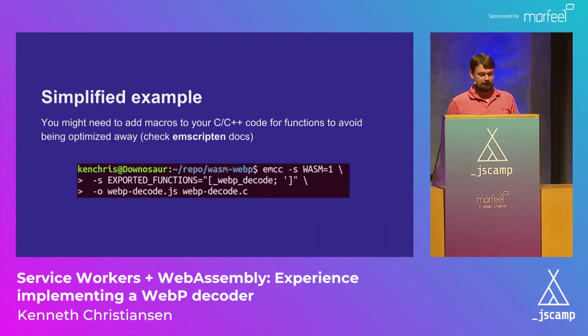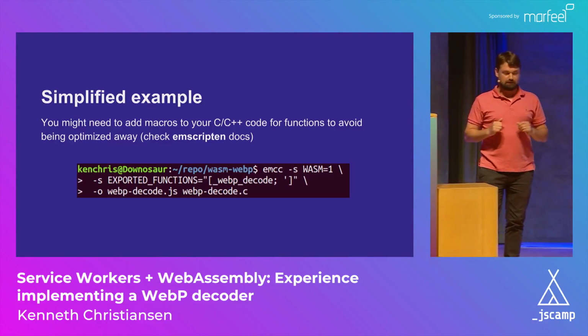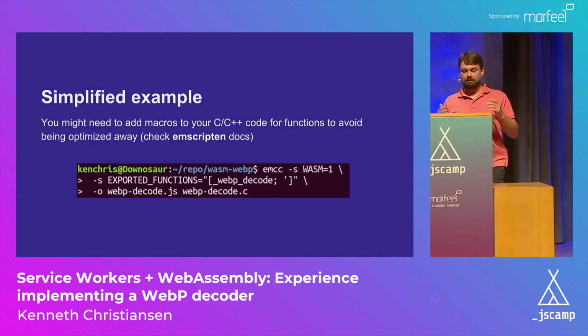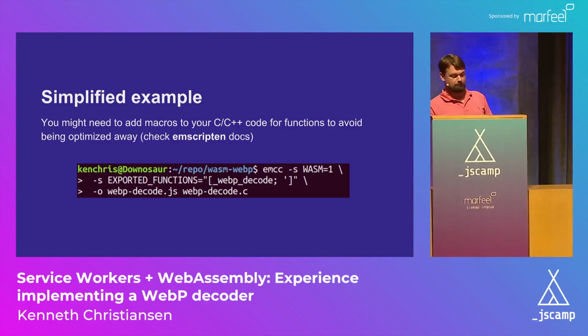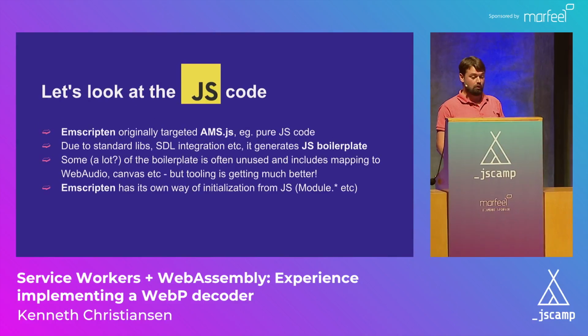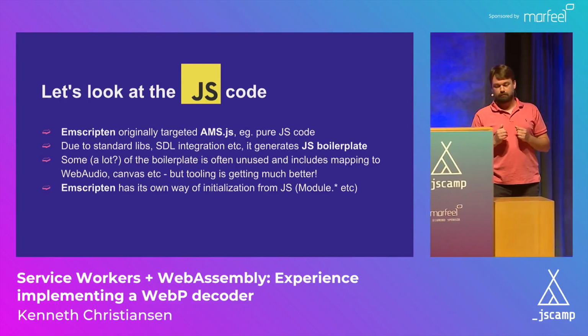So this is just a simple example of how I could use Emscripten. You don't need to really understand this. You could find this in the documentation. I'm just compiling a C code. And sometimes you need to export some function. You need to change your code a little bit so it doesn't optimize away the functions you want to call. But let's just have a quick look at the first JavaScript code that I wrote.